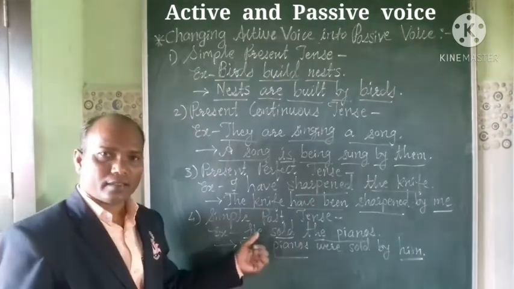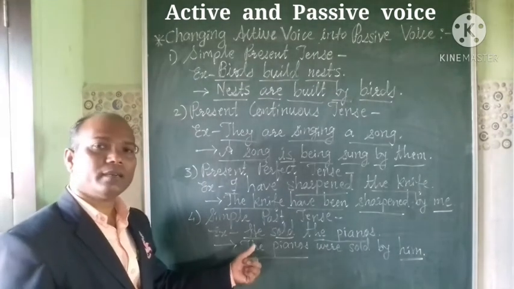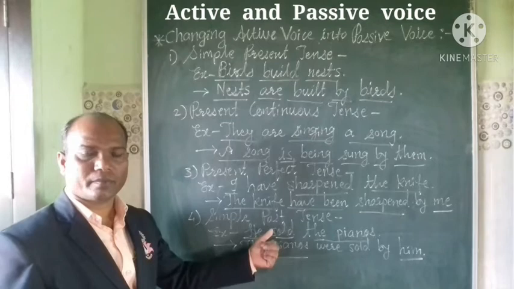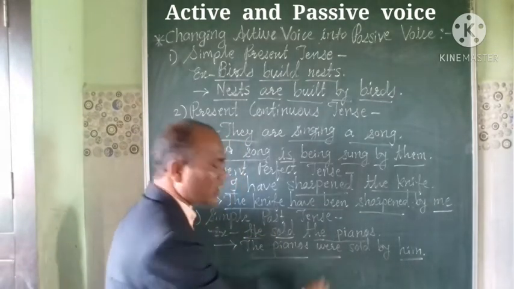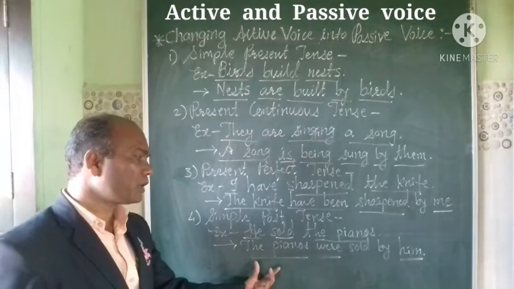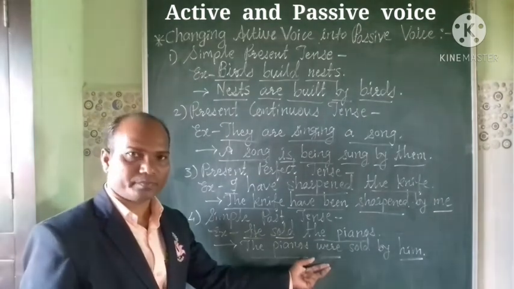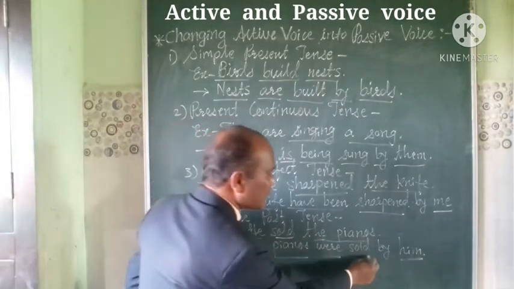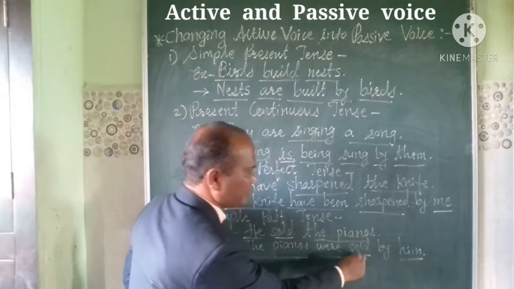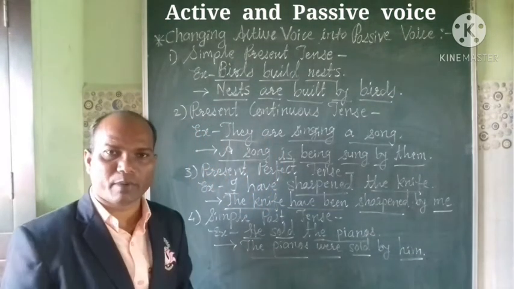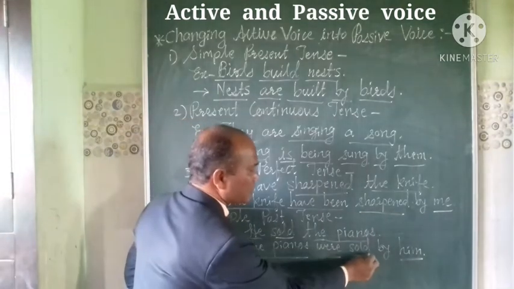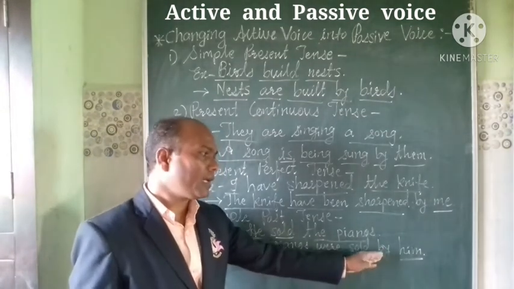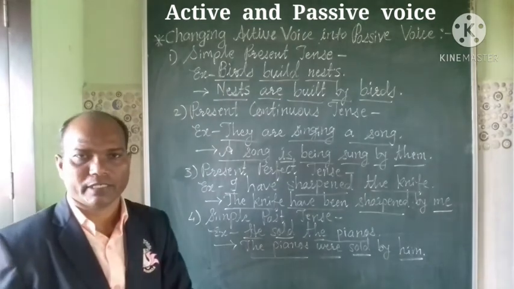After using this subject, we have to use the suitable to be form of the verb in simple past tense. Which is that? Was and were. So suitable here is were, after the plural subject. After using the suitable helping verb, we have to use the third form, the past participle form of the verb, which is here sold. Then next, of course, the preposition by, and lastly ending with that object.